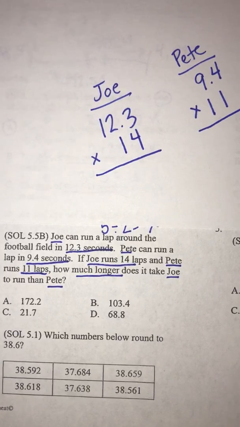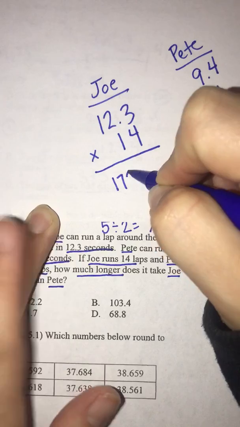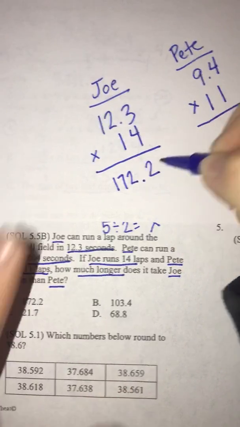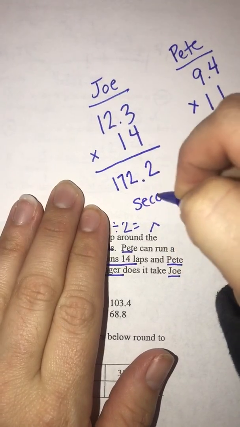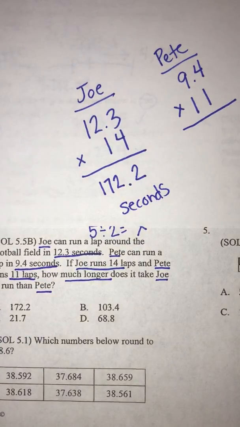So I'm going to figure out Joe on my calculator. I'm going to type in 12.3, and I'm going to multiply that by 14. I get 172.2, and those are seconds. I'm loving the tripod. And then I'm going to also, in my calculator, figure out Pete, 9.4 times 11 laps.